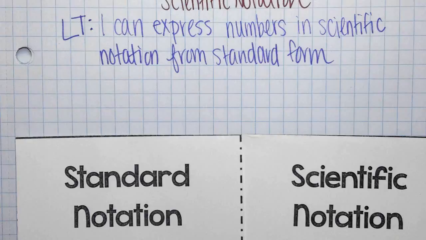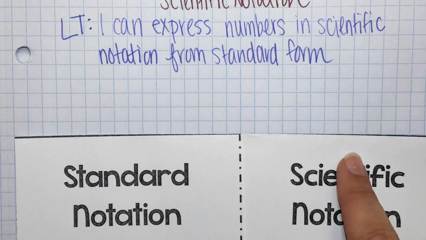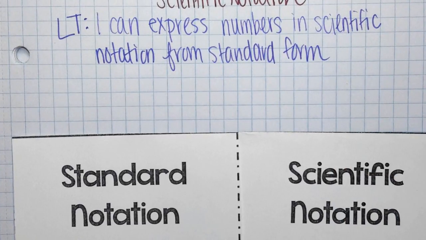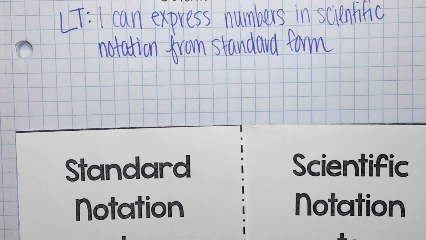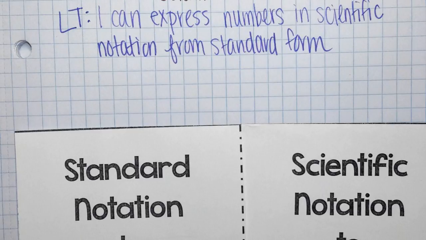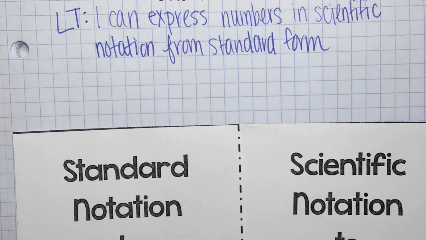Okay, so what we're going to do is learn two different ways to do it. We're going to go from standard notation to scientific notation, and then scientific notation to standard notation. You know those little squares that we just cut out? You should have 4 baby squares and 2 bigger squares. We're going to figure out which one goes under which heading. Now, standard to scientific notation.